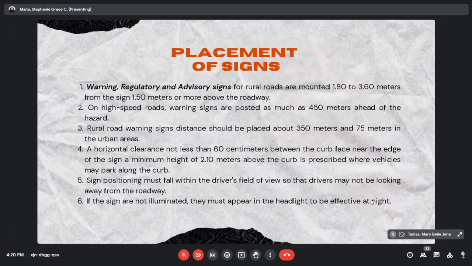Next line. So, placements of signs. Warning, regulatory, and advisory signs for rural roads are mounted 1.8 to 3.6 meters from the roadway, 1.5 meters or more above the roadway. So, this is the mounting height of the informative signs. On high-speed roads, warning signs are posted as much as 450 meters ahead of the hazard. So the sign is placed 450 meters ahead, so you will know that 450 meters ahead you will bump into those hazards.